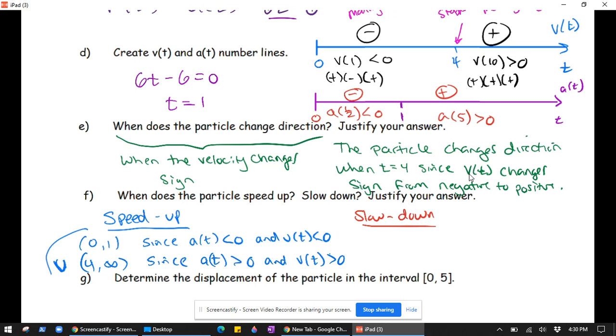I should just kind of indicate that. And then slowing down is on the interval where they have opposite signs, which is just on the interval 1 to 4. Okay, so 1 to 4. And on the interval 1 to 4, our acceleration is positive, but the velocity is negative. Okay, so they have opposite signs.